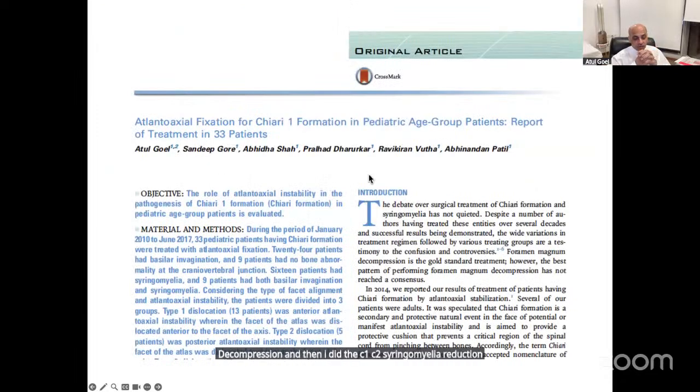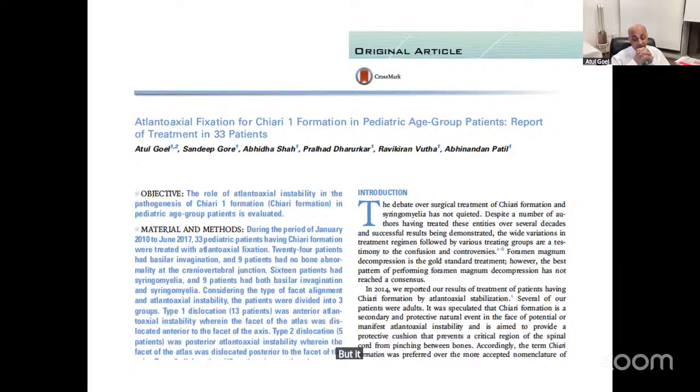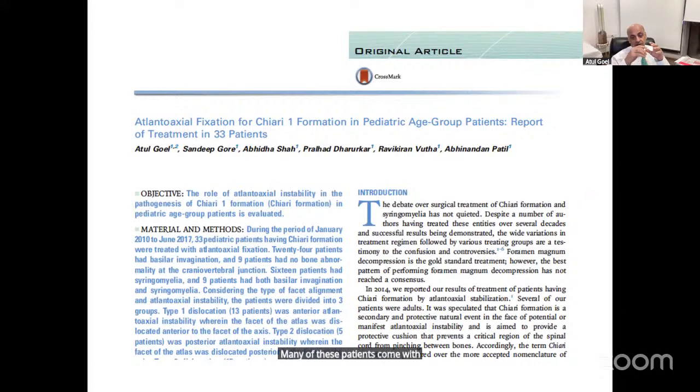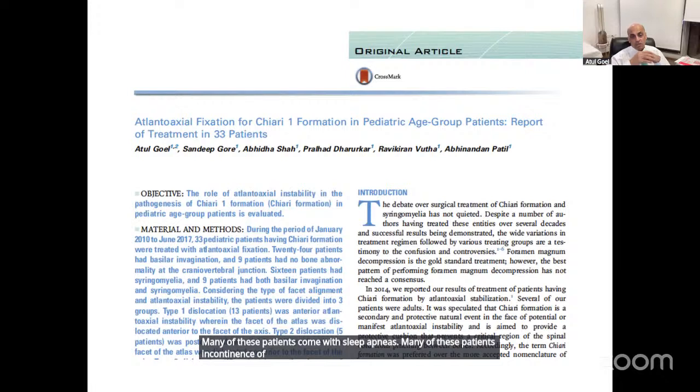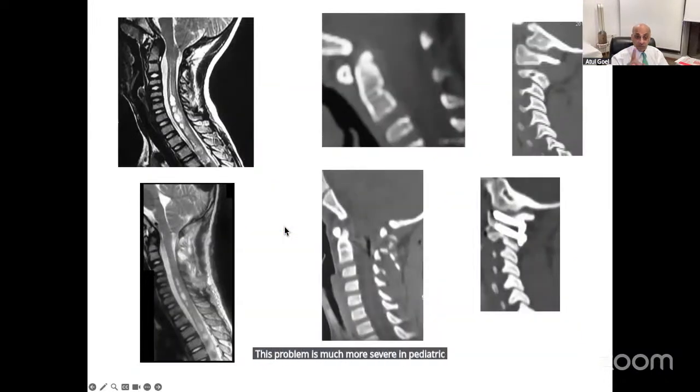Another question that was asked to me is, when I wrote this article, that it will work in adults, but it will not work in the pediatric age group. I have to tell you, in the pediatric age group, the atlantoaxial joint is more unstable. Many of these patients come with sleep apneas. Many of these patients come with incontinence of urine, nocturnal diuresis. Many of these patients come with speech problem. This problem is much more severe in the pediatric age group and the results are much more dramatic in the pediatric age group.